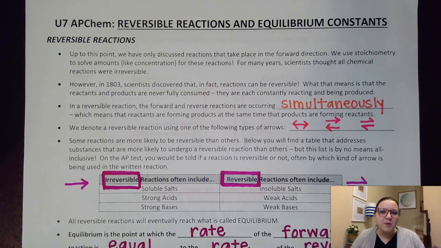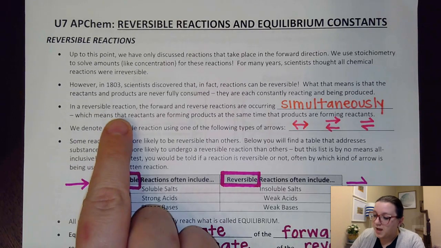Now, up until this point, we've really only talked about reactions happening in one direction, and so we've used stoichiometry to do those calculations. And for a long time, scientists only thought that reactions did occur one way. The problem is we can't see what's happening down at that molecular level to really see if things are going one way or two way. But due to some experimentation that was done, eventually scientists did figure out that there are certain reactions that can happen both directions, and so we call those a reversible reaction.